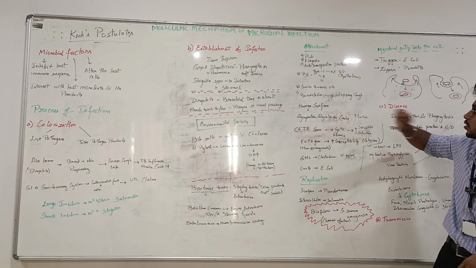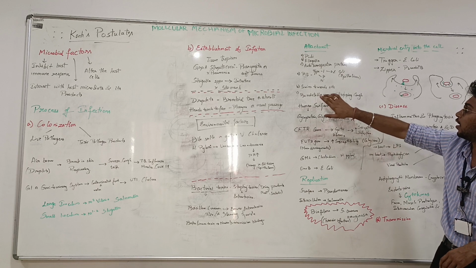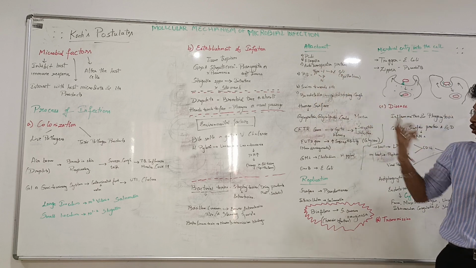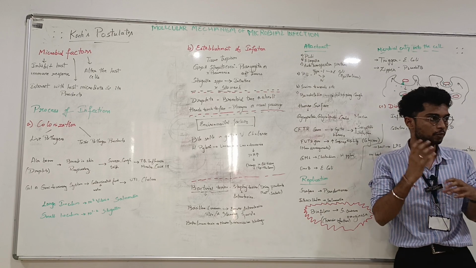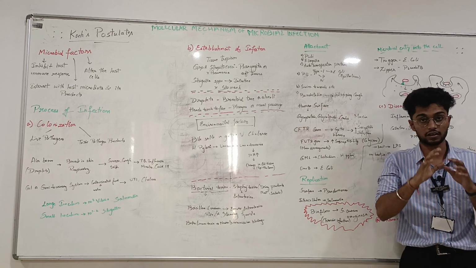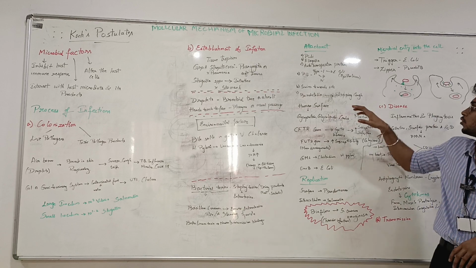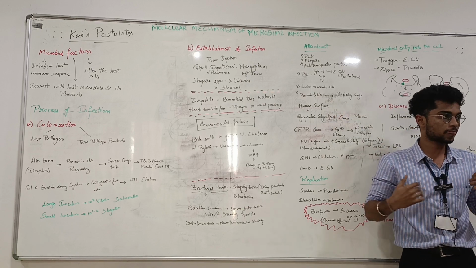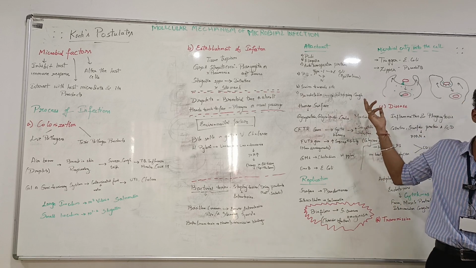Then, autotransporter proteins. We know Bordetella causes whooping cough. Bordetella has a specific autotransporter protein on the surface of its cell membrane. This will cause the attachment to the alveoli of the lungs. So that will cause whooping cough.